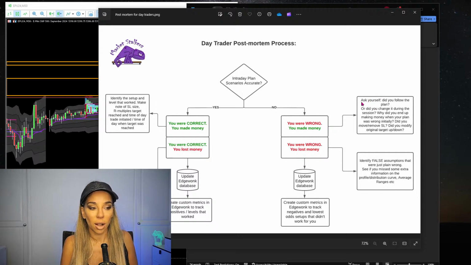Well, again, ask yourself, did you follow the plan? Or did you change it intra-session? Why did you end up making money when your plan was wrong? Did you move or remove your stop loss? Did you modify the original targets?